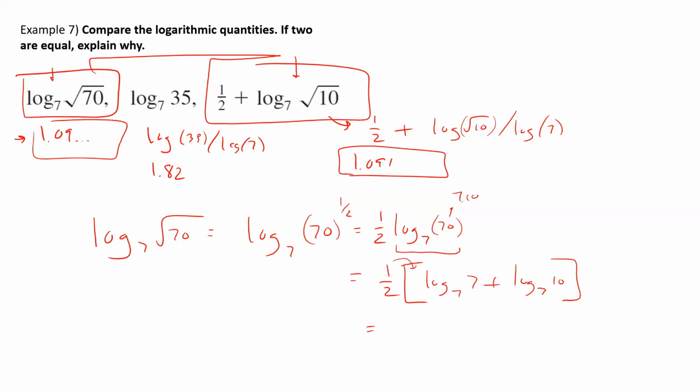Log base 7 of 70, and you distribute the 1/2 back in. And log base 7 of 7 is just 1. Nice. This becomes a 1/2 over here, plus 1/2 log base 7 of 10. And then this is just 1/2 nicely.